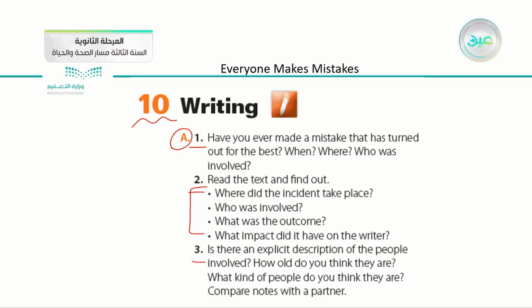Where, who was involved, what was the outcome, what are the consequences, what is the result, or what are the results of this mistake, and what impact did it have on the writer?